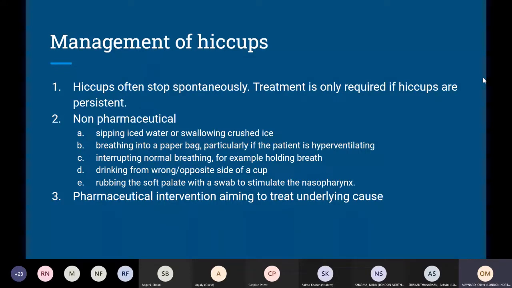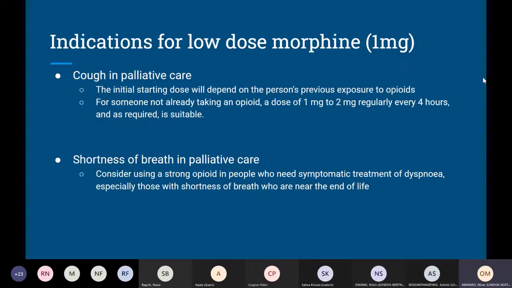But often if it can't be treated using non-pharmacological treatments, we have to give one of the ones on the previous slide. However, we don't often give low-dose morphine, but there are some indications for low-dose morphine in palliative care, hiccups not being one of them.